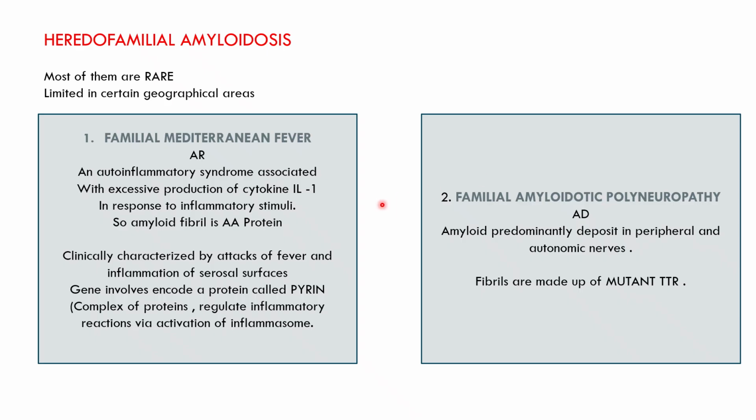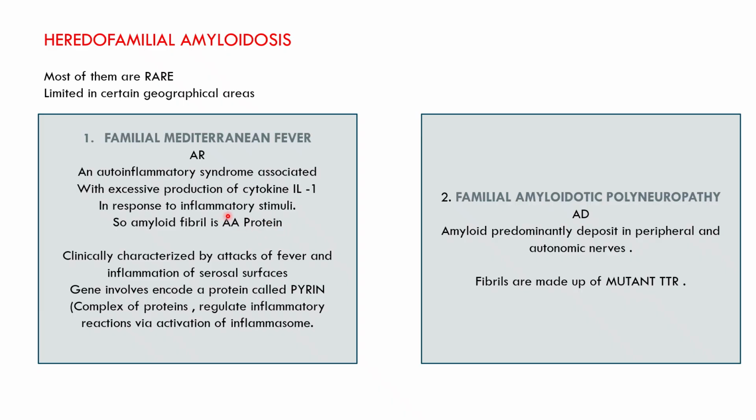Next one is heredofamilial amyloidosis. Most of them are rare and can be limited to certain geographical areas. First one is familial Mediterranean fever, which is an autosomal recessive condition. It is an autoinflammatory syndrome associated with excessive production of the cytokine interleukin 1 in response to inflammatory stimuli. So the amyloid fibril is AA protein.